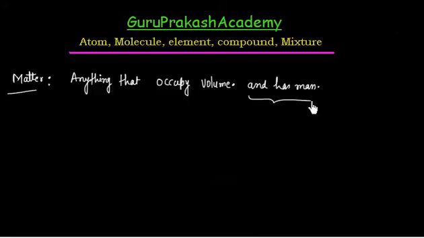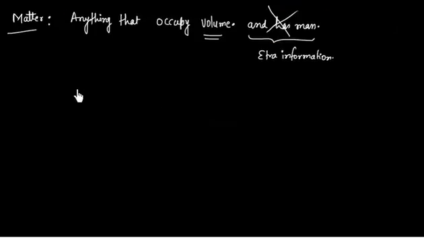But this information that it has mass is redundant or extra information. If anything has volume, then it must have mass. So there is no need to say anything that has volume as well as mass. Simply saying it has a volume is called matter.